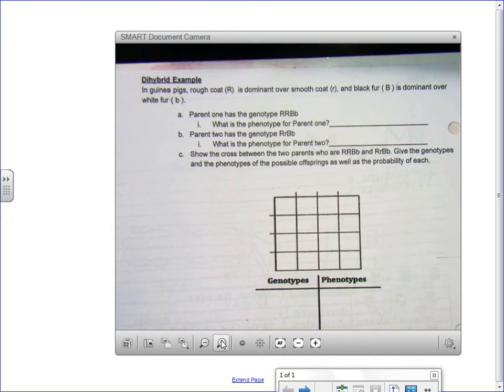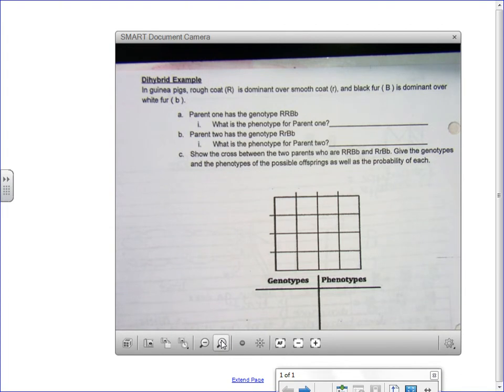So, in guinea pigs, everyone knows what a guinea pig is, correct? No. All right, those little mouse-looking things. Fat gerbils? Oh, yeah, fat gerbils. All right, so in a guinea pig, rough coat is dominant over smooth coat. Rough coat would mean the little circles all around it. And black fur is dominant over white fur.